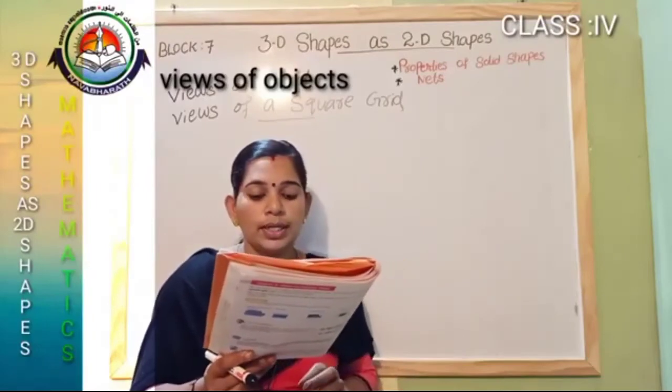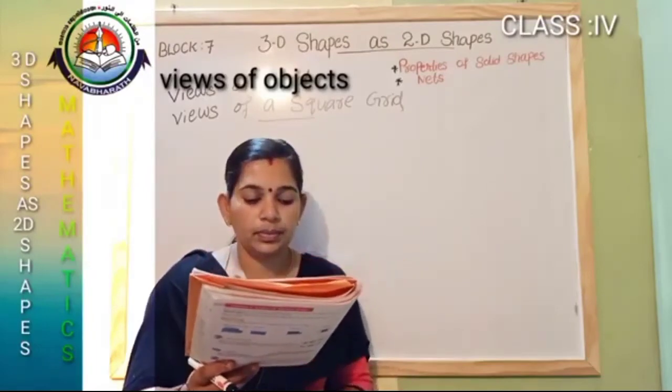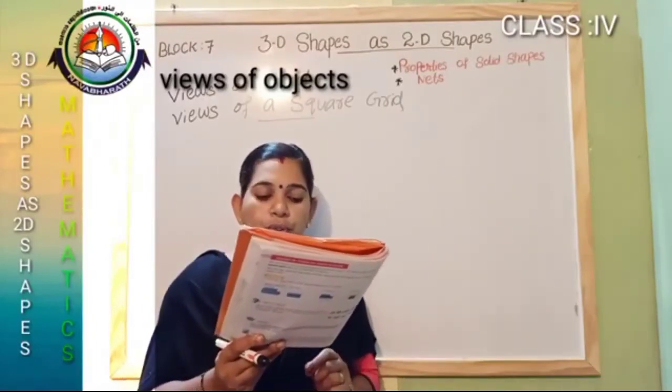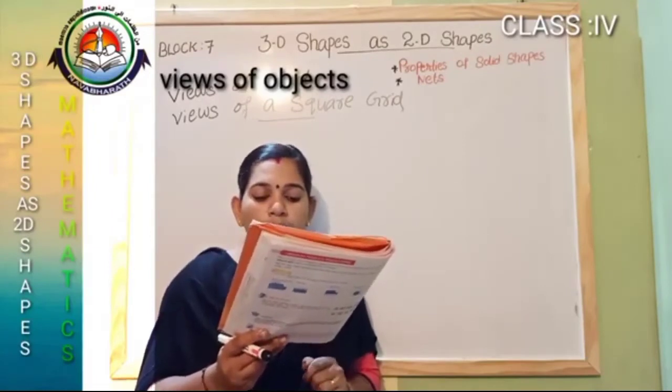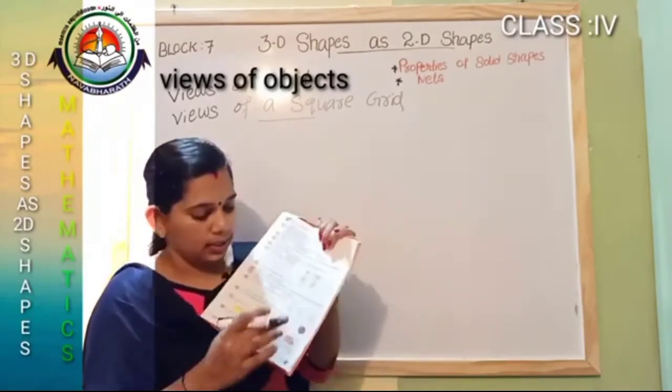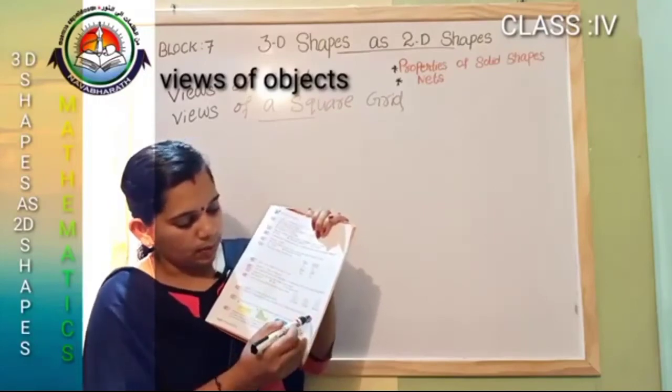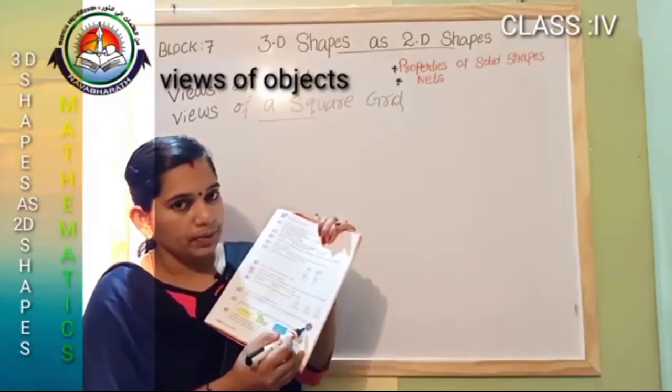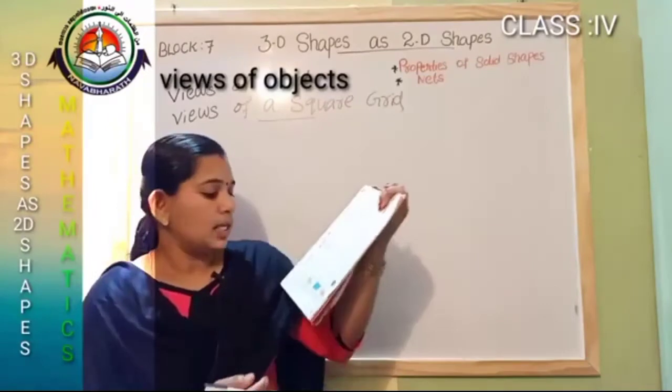Lesson 4, views on square grids. How many squares do you see in the top, front and side views of this figure? From here, the top view, side view and front view are given. So you want to find how many squares are here.